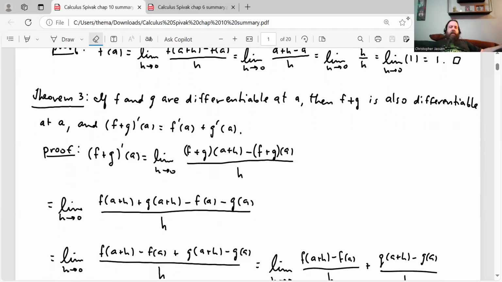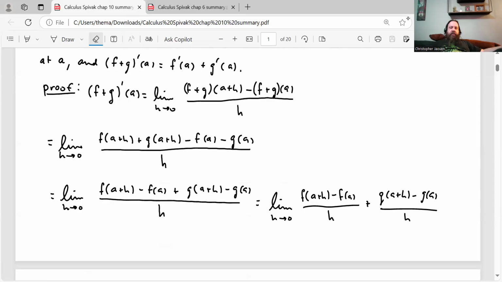Again, that's another example that we did in the previous section, but we're writing it down here as a formal theorem. All right, theorem 3, if f and g are differentiable at a, then f plus g is also differentiable at a, and f plus g prime of a is just the sum of the derivatives of f and g evaluated at a. And again, this is just an application of definitions here.